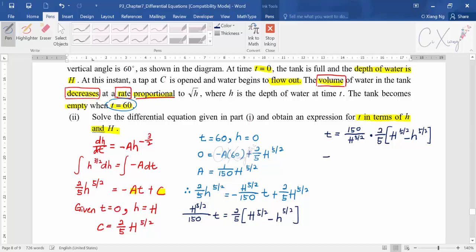Okay, then you try to simplify it. So you should have 60 divided by 2. Then the H here, you try to multiply it inside, then you'll get 1 minus h over H power 5 over 2. So from here, this is my answer, T in terms of h.